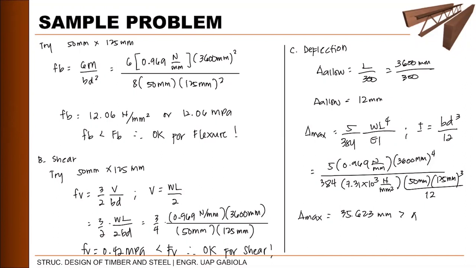So, ibig sabihin, therefore, siya ay fail in deflection. Ibig sabihin, hindi natin pwede gamitin si 50 by 125 kasi magfe-fail siya sa deflection.